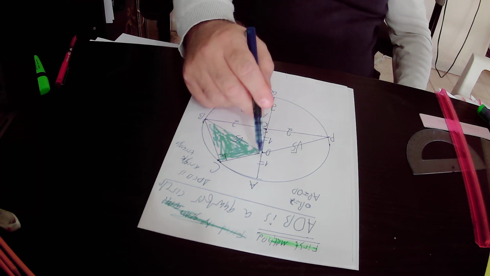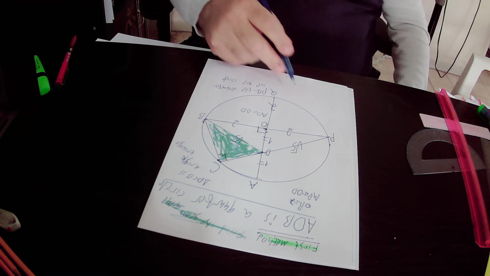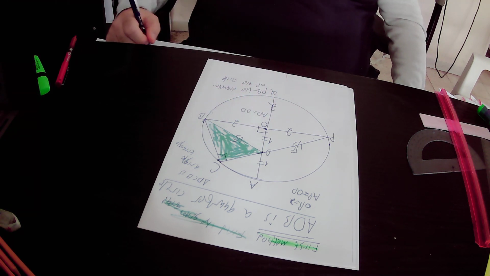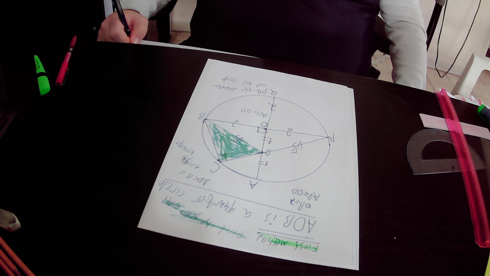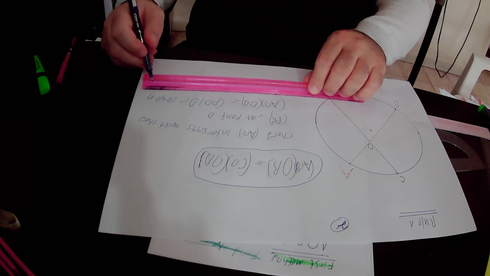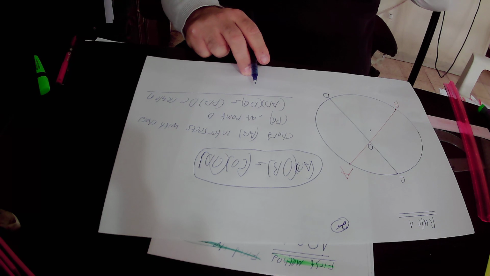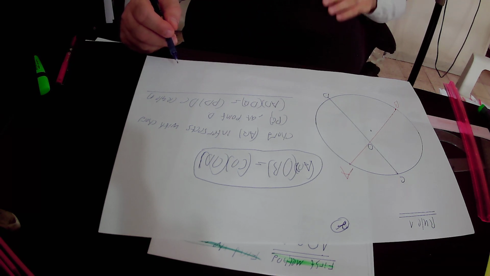we'll get that AD times DQ equals PD times DC. I'll repeat again. Now according to rule number 1, we get that AD times DQ equals PD times DC.